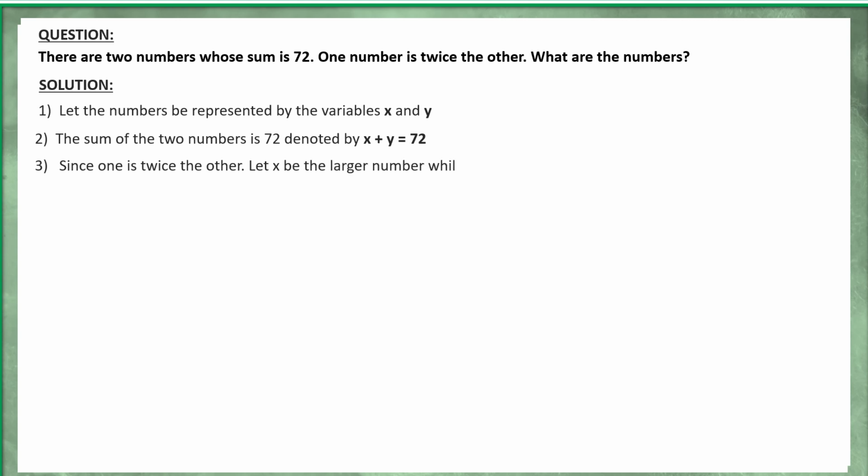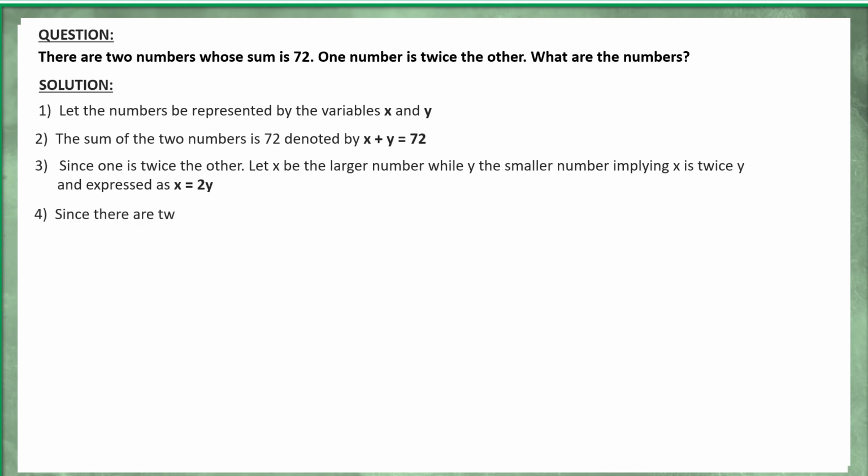On the other hand, the question also says one number is twice the other. So what we'll simply do is choose which of the variables is twice the other. In this case, we'll choose x as the larger variable. So x will be equal to 2y, since we're saying that one number, in this case x, is twice the other, in this case 2y. So we have a second equation, x is equal to 2y.